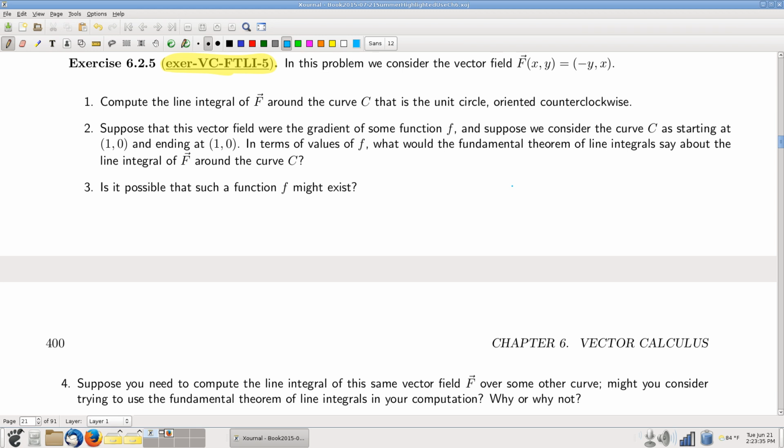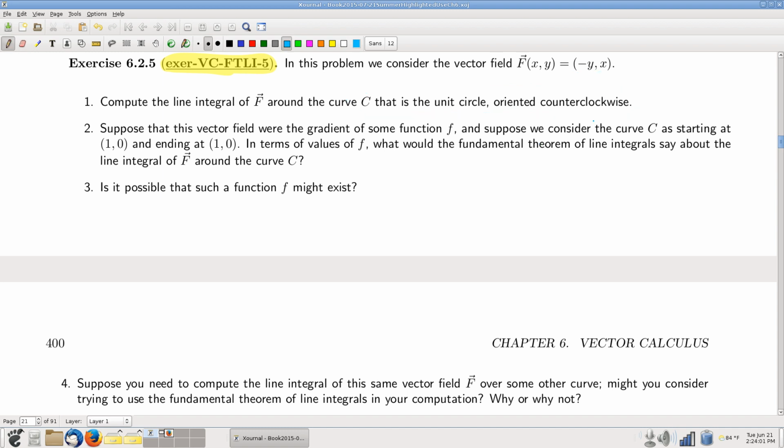Compute the line integral around the unit circle oriented counterclockwise. So, okay. Well, you could try to find an anti-gradient, and you're going to fail, as it turns out. That's worth giving a shot, by the way, to play the anti-gradient game, and just realize that there's no way to win that game.